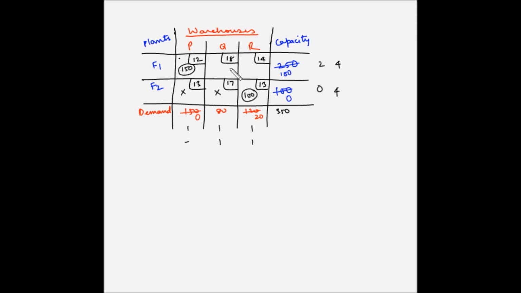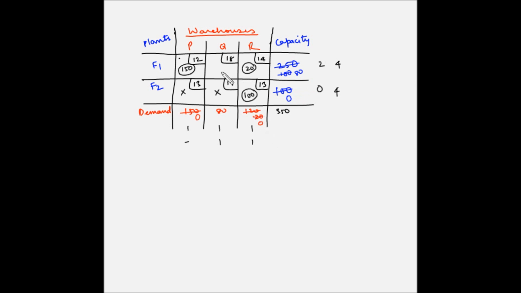So now we are left with one row and two squares. Let's try to allocate to the one with the lower unit cost, which is F1R. So for F1R, the supply capacity available is 100 while the demand is 20. So the maximum we can allocate is 20 units here. So with this allocation, the supply capacity at F1 becomes 80 while the demand at R becomes 0.